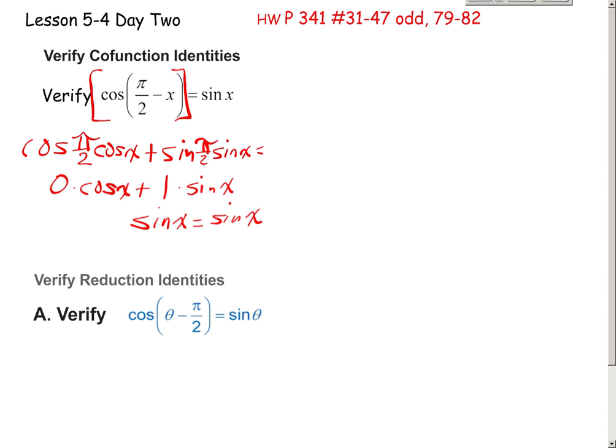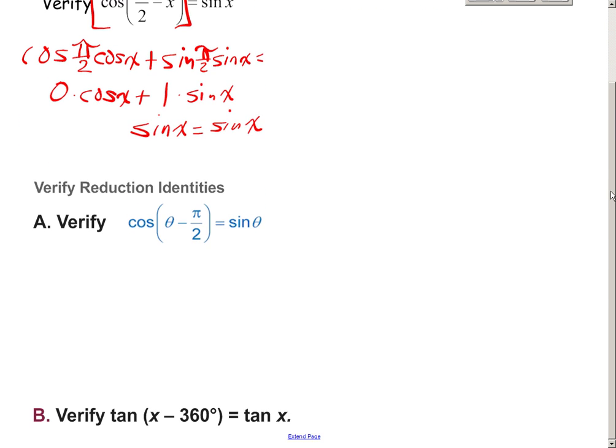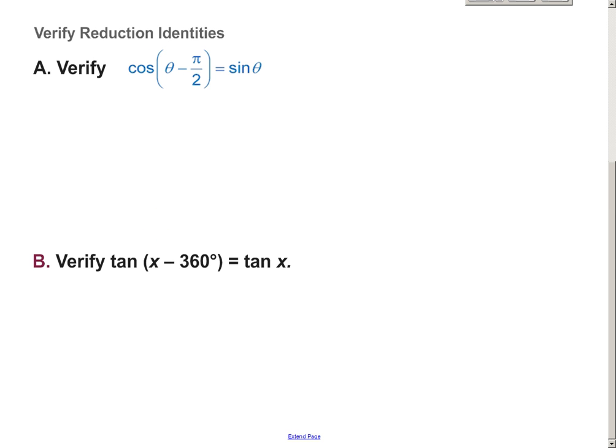Next example is similar, but here we're looking at what they call a reduction identity. And the idea of a reduction identity is it's kind of reducing the angle. See how we have the theta minus pi over 2. So this identity is suggesting that if we have the cosine of an angle, we can always take that and subtract pi over 2 and have the sine of that angle then.